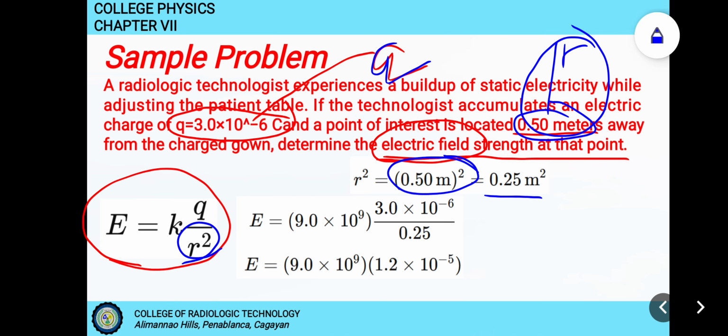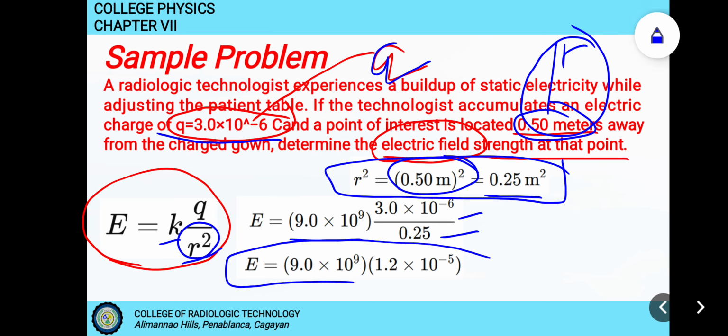If you are going now to substitute, class, we can have 9 times 10 raised to 9. That is your K or the constant. And then this 3 times 10 raised to negative 6 here is your electric charge. And this 0.25 here, class, is your R squared or the distance. Now, if we are going to compute this, we multiply this. Where did this 1.2 times 10 raised to negative 5 come from, ma'am? It came from here, class. Okay? We divided these two and then we copied our K.